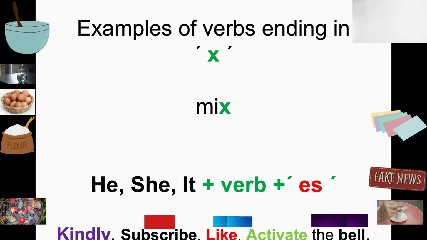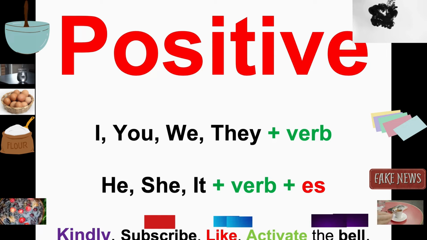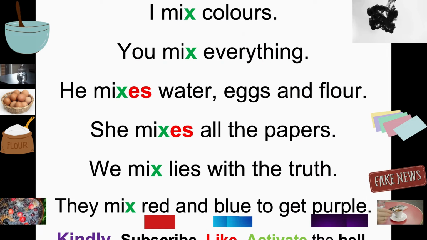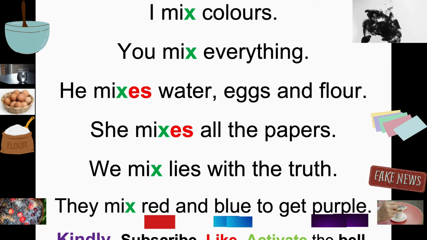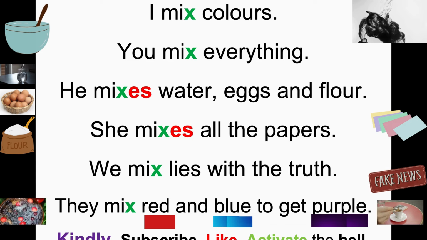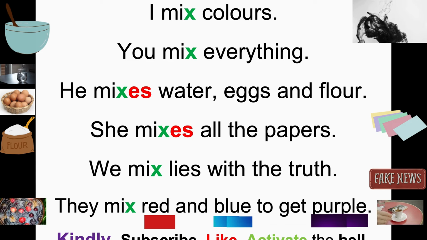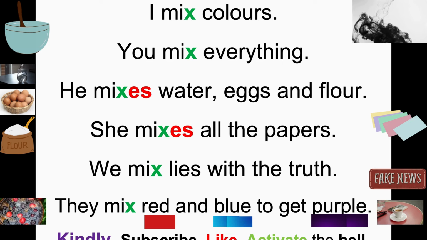I'm going to deal with the verb mix. Mix is to put two things together. Let's see the positive form. I mix colors. See, it means I put all the colors together. I mix colors. You mix everything. You put everything. He mixes water, eggs, and flour to make bread or a cake.